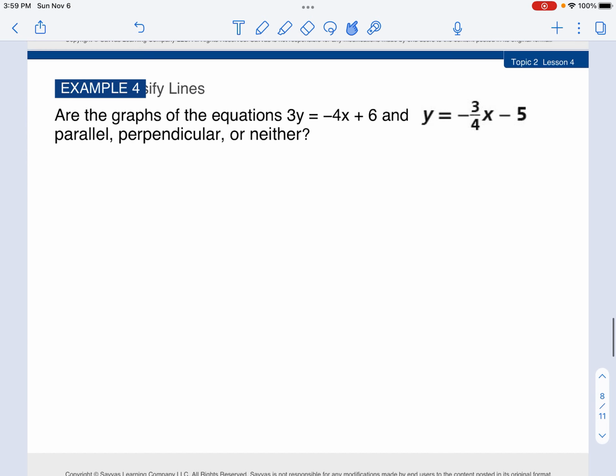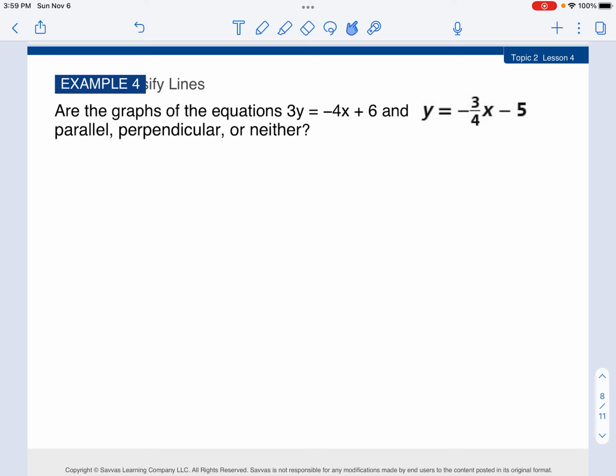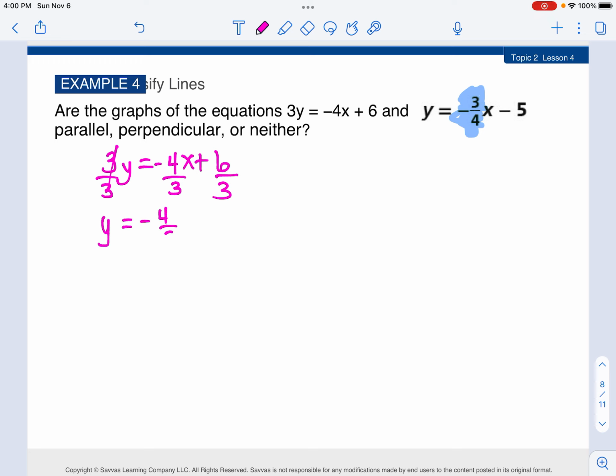Are the graphs of the equations parallel, perpendicular, or neither? Let's see, we have to compare their slopes. We have a slope of negative 3/4 for the second equation. The first equation, we have 3y equals negative 4x plus 6. We have to rewrite the equation so that it's in slope-intercept form. To do that, we'll need to divide everything by 3. y is going to equal negative 4/3 x plus 2.